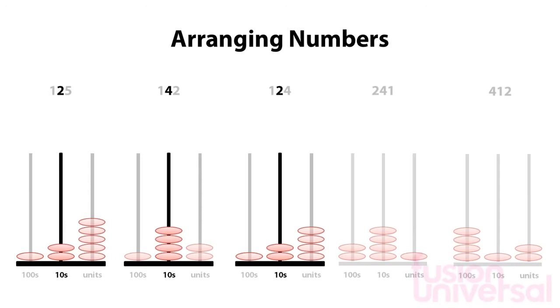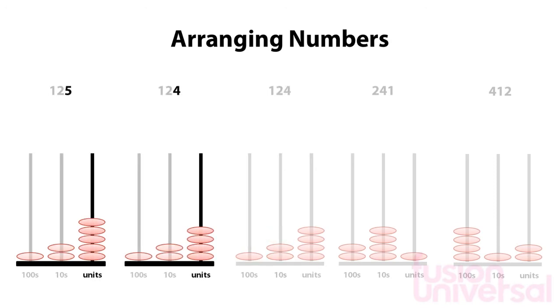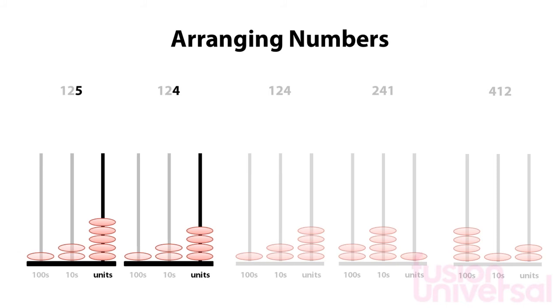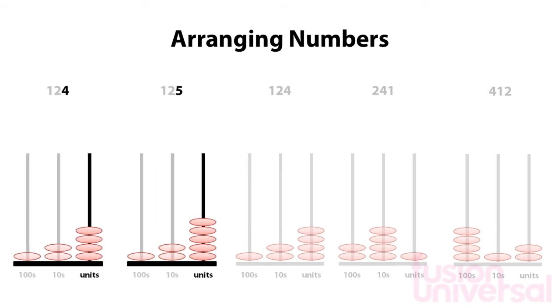We then need to look at the tens column, and we notice that one of the abacuses has 4 beads, so this is the next biggest. The other 2 have 2 beads in the tens column. We don't know which is largest, so we will need to compare the units column. As you can see, one has 5 beads, whereas the other only has 4. So, 125 is bigger than 124.